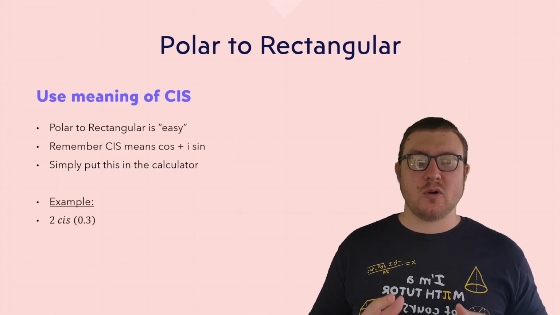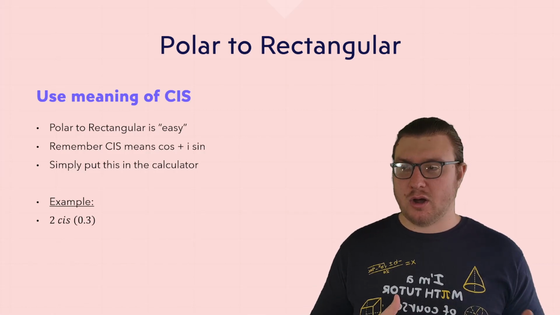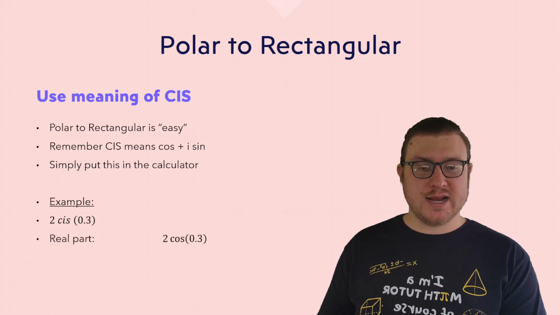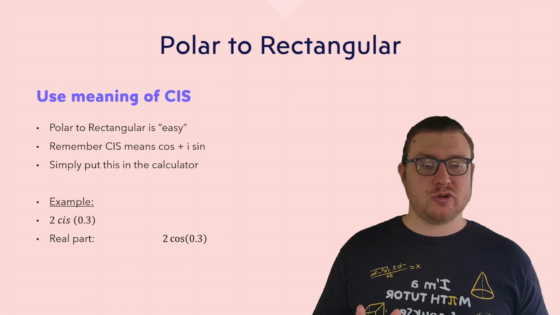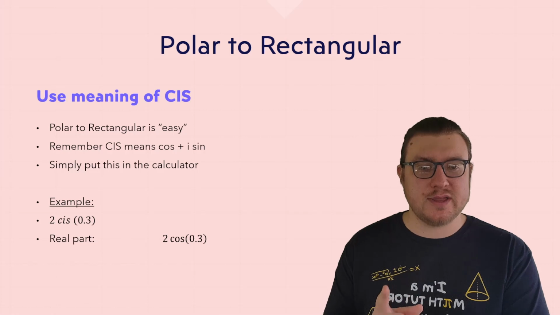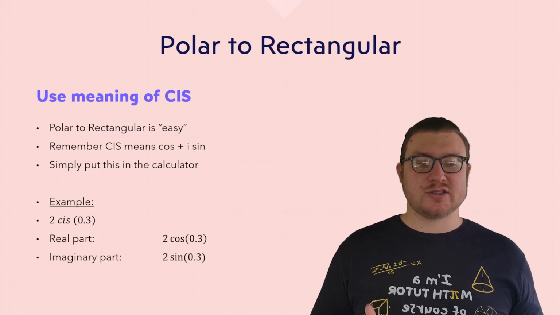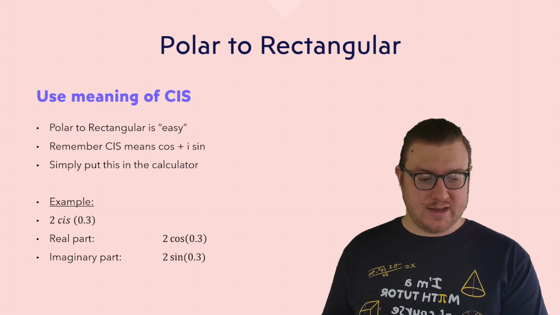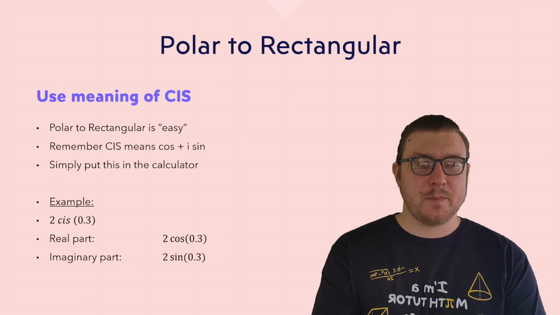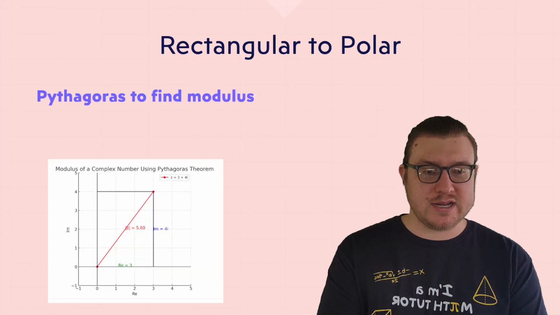Quick example, what is 2 CIS of 0.3? So it's 2 times cosine of the angle, 2 cosine 0.3. And the imaginary part, remember the 2 in front, that's what students usually forget, is 2 times the sine of the angle. We can use our calculator to figure out what that is, but make sure that your calculator is in radians.